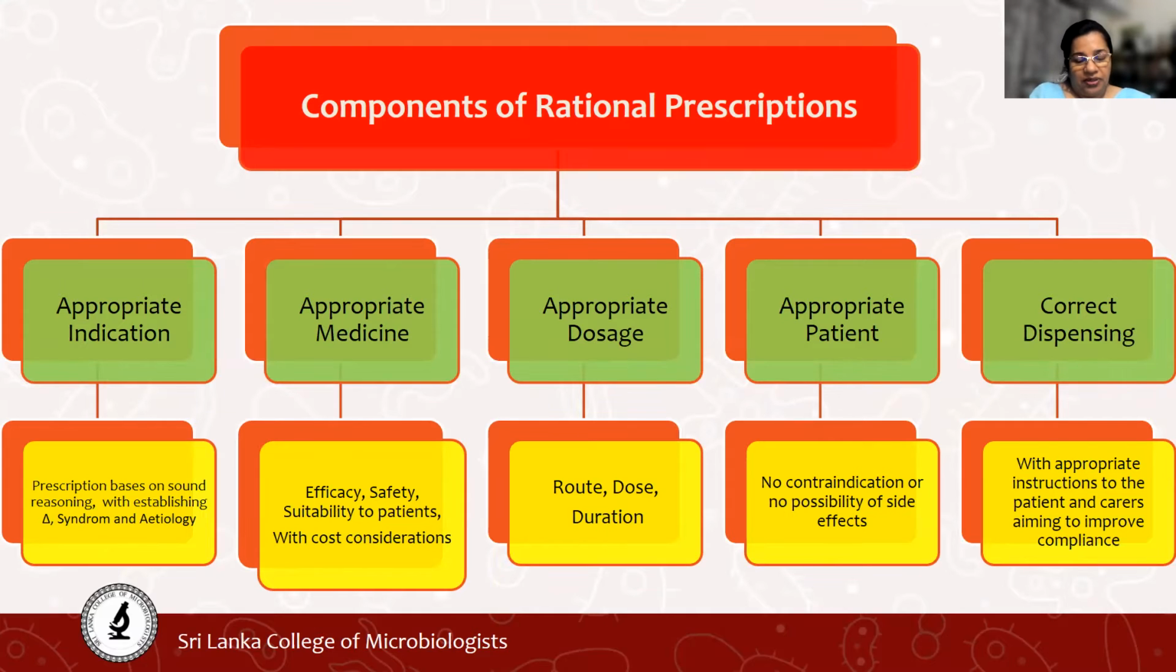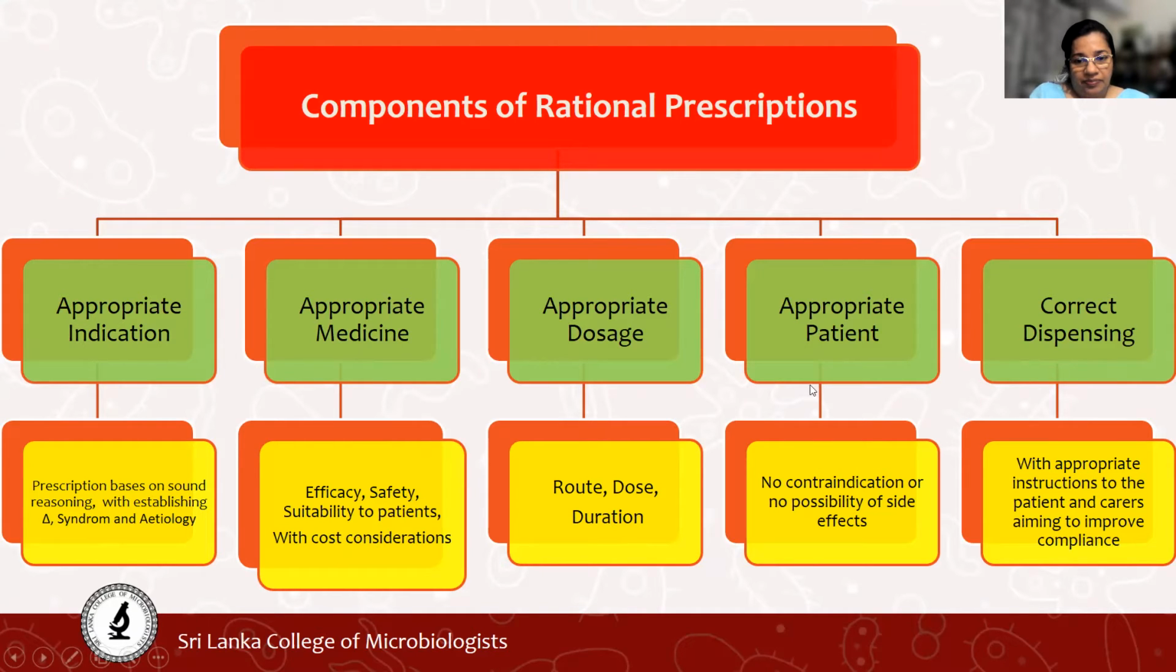Components of rational prescription. Appropriate indication. We have to have an infection, bacterial infection, to start antibiotics. Appropriate medicine, we have to choose considering the efficacy, safety, suitability to the patient with cost consideration. And appropriate dosage, route, dose, duration.